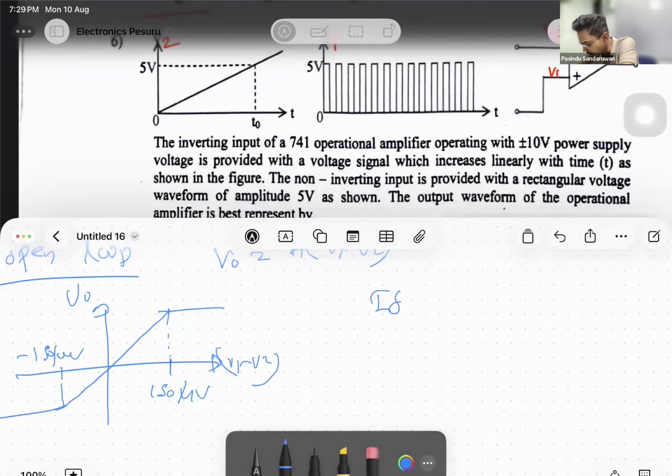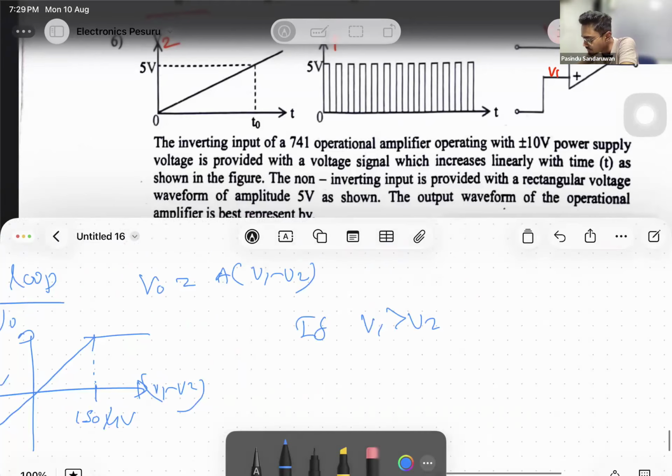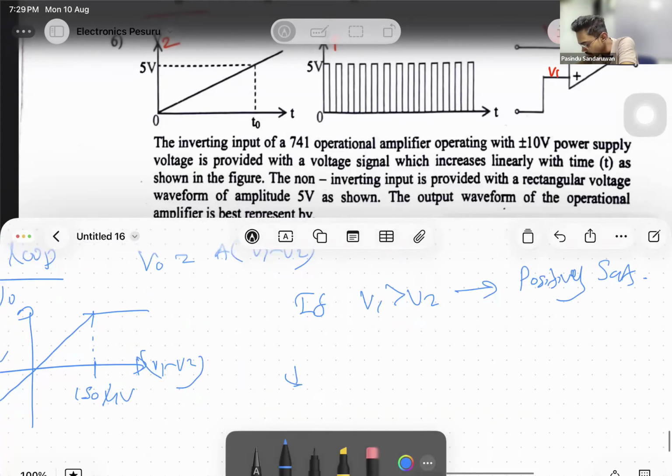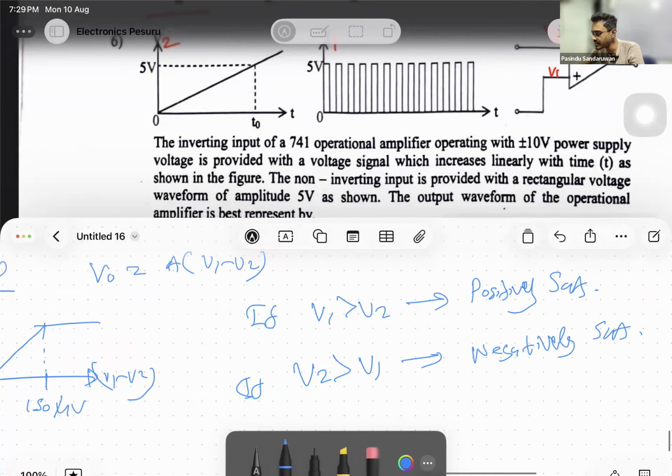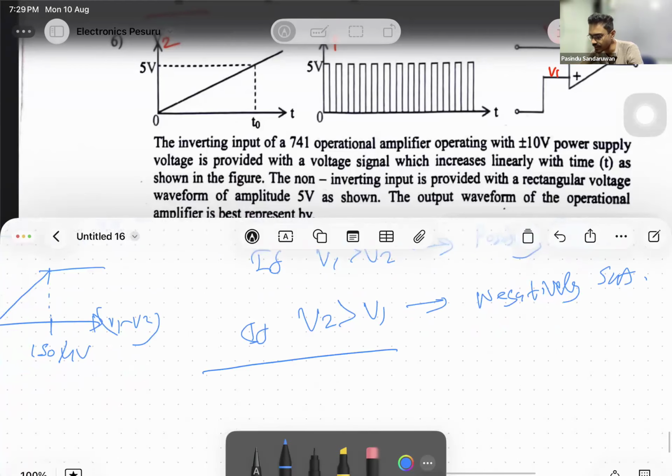At once, what we consider is if V1 is greater than V2, we consider this as positively saturated. Then if V2 is greater than V1, because that is definitely going to exceed 150 microvolts, directly we consider it as negatively saturated. That's it. Now check for a few time intervals.